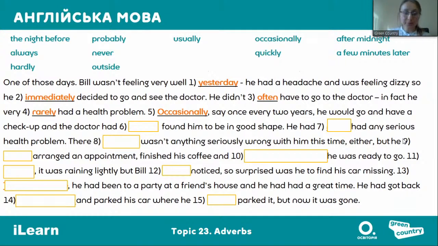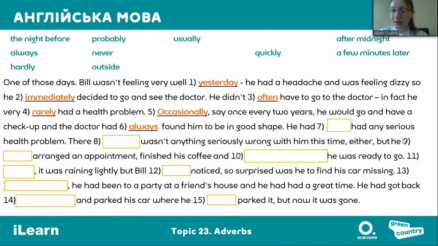Go and have a checkup, and the doctor had found him to be in a good shape. Щось має йти після допоміжного дієслова, але перед головним дієсловом. What can it be? Occasionally прибираю. У нас тут залишились never, always, usually. Да? Це ось ці adverbs of frequency, які ми можемо поставити після допоміжного дієслова перед головним. Found him to be in a good shape. Always, that's right, завжди. Number 7.